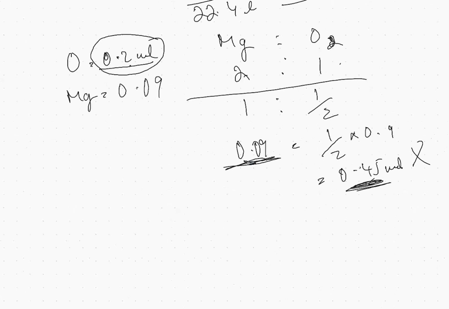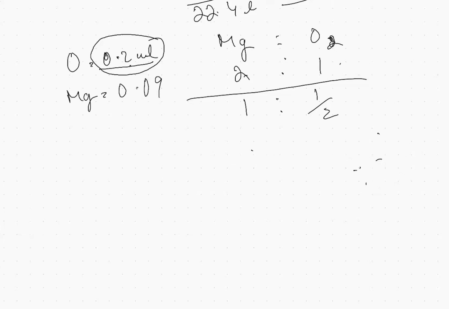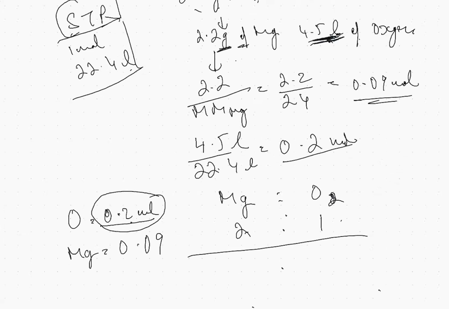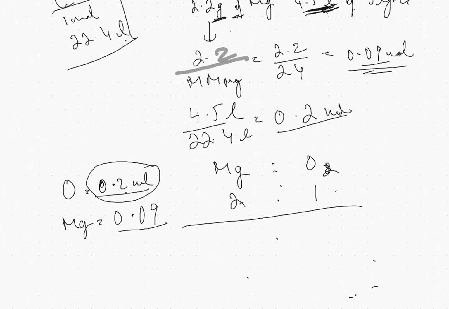Let me say it again here, everybody. When I divided the magnesium mass they gave us, 2.2, by the molar mass, I got 0.09. So magnesium, I have only 0.09. For oxygen, I did 4.5 liters divided by 22.4, because it was carried out at standard temperature and pressure. 22.4 is the volume of 1 mole of any gas at standard temperature and pressure. So if I divide the volume by the molar volume, I get the number of moles. So I have 0.2 and 0.09.